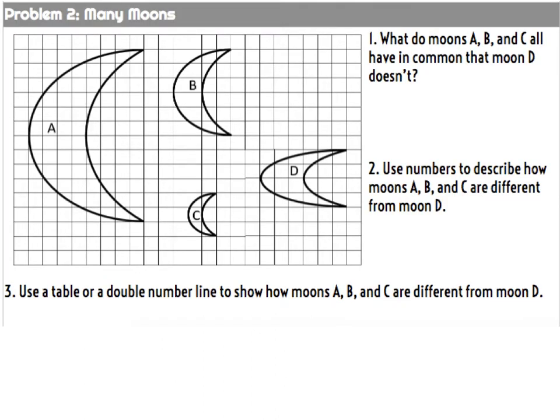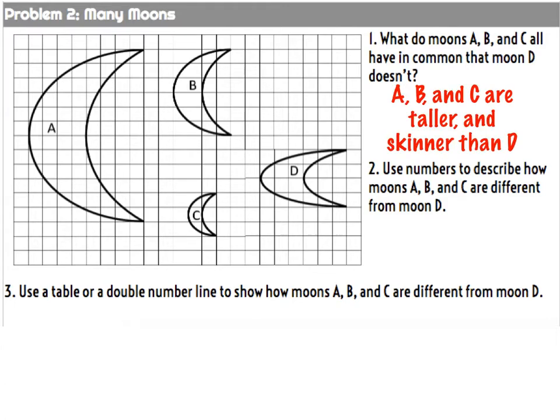Then we took it back to scale drawings, and I said, all right, now you've got some ideas about how to compare numbers. Tell me how we could then compare these shapes. What makes A, B, and C different kinds of moons than D? And I got a lot of this kind of language. People were saying that moons A, B, and C are taller and skinnier than D. Their shape is maintained in some way, which is a great place to start. And I said, how could you show that with numbers?